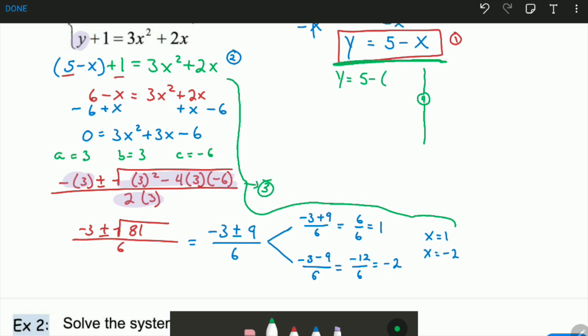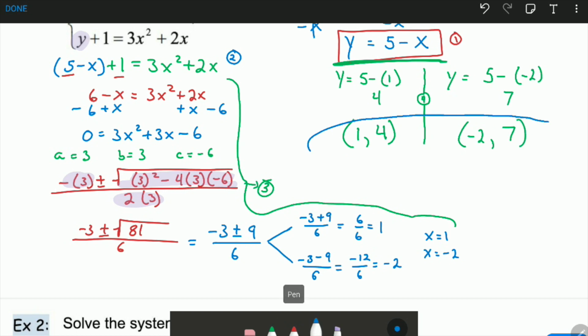My first x value is 1. So 5 minus 1 is 4. So the first answer is 1, 4. And our second answer, so 5 minus negative 2. Double negative makes a positive, so it's really 5 plus 2, which is 7. So my second answer is negative 2, 7. And there are my two answers for this system.